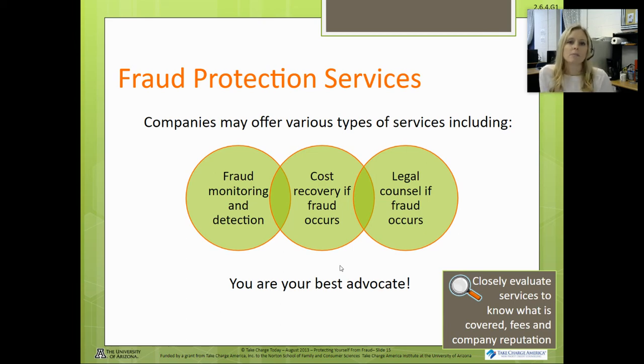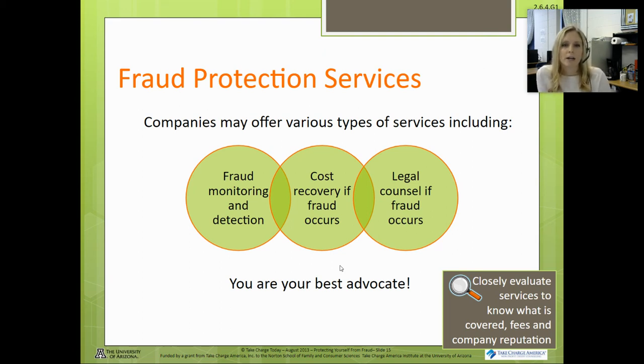This is about fraud protection services. So what are they called? LifeLock. LifeLock is one of those that you see advertised all the time that says that they are going to protect you against identity theft. So stuff like that. They're going to monitor your electronic devices and your accounts, your credit report, and all kinds of things that are personal to you.